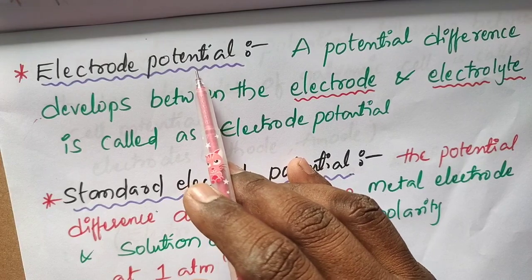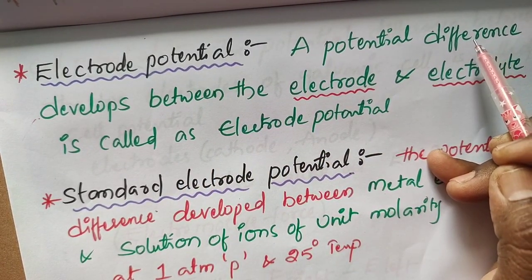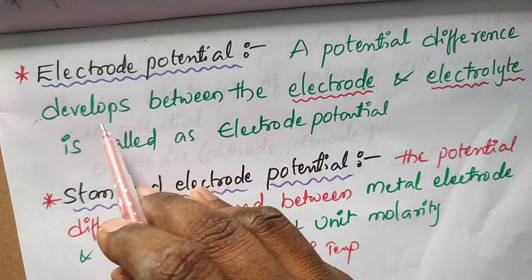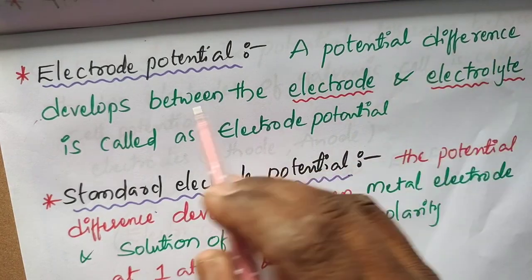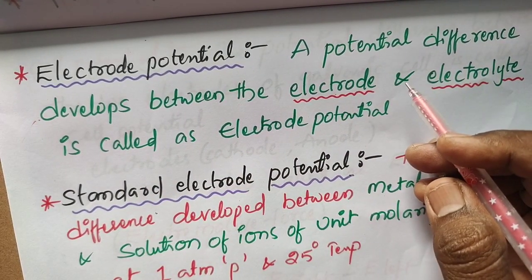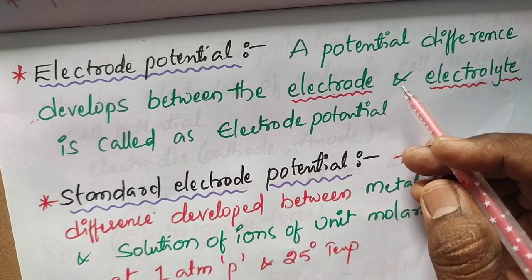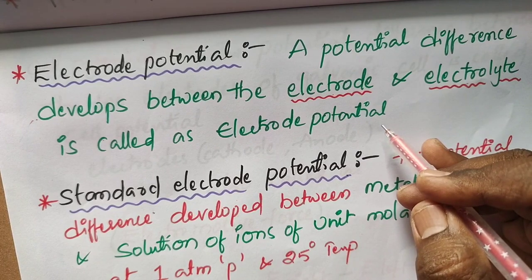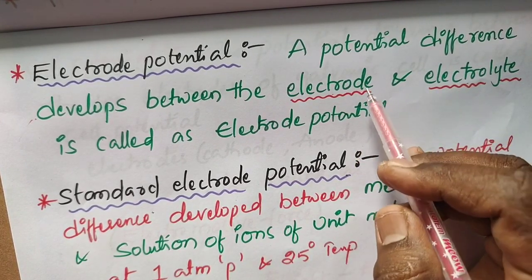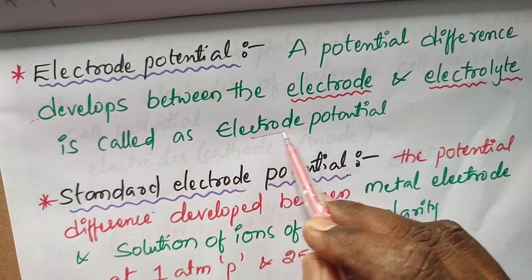Electrode potential. So what is meant by electrode potential? That means a potential difference, that means an energy difference, developed between the electrode and electrolyte. So the cell contains an electrode and an electrolytic solution. The potential difference developed between the electrode and electrolyte is called the electrode potential.